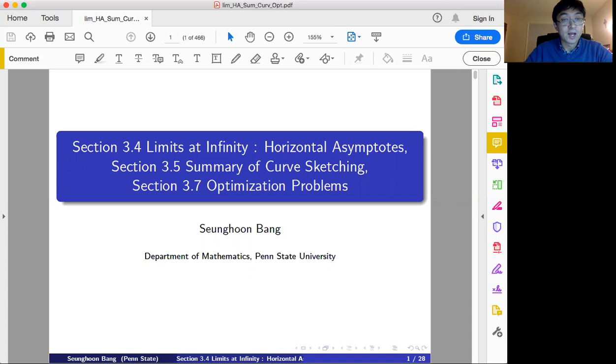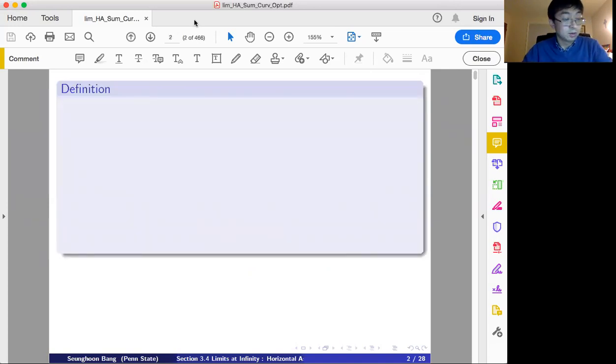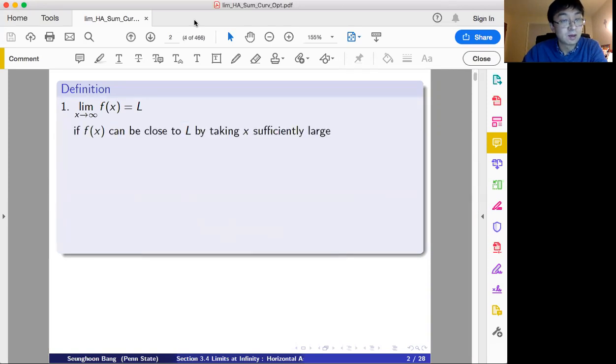Okay, today I'm going to talk about the review for sections 3.4, 3.5, 3.7. So here, the first one, the definition. The limit of f of x as x approaches infinity equal to L. So what does it mean? If f of x can be close to L by taking x sufficiently large.